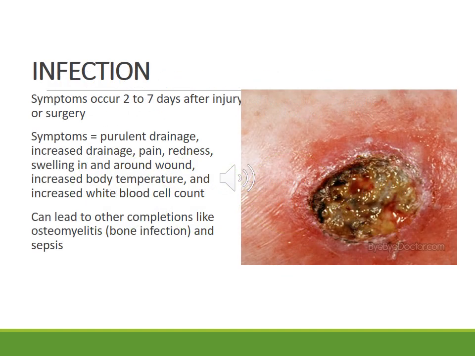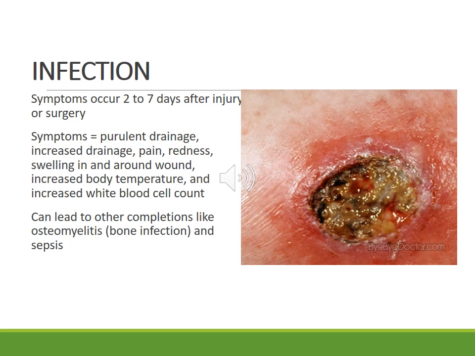So infections are a huge concern with any wound, especially those in our elderly patients and those that are immune compromised, but it can happen with any wound. Usually symptoms will occur 2 to 7 days after the injury or surgery, and the things we want to watch for with a wound is that purulent drainage. They may have an increase in drainage. They may have pain there. You may see a lot of redness. In this picture of a wound that we've placed in this PowerPoint, you can see how much redness is around that site.